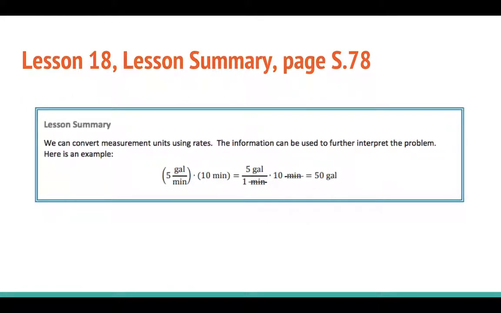So today's lesson basically shows us how we can convert measurement units using rates. So you're given a rate, and you're trying to find out how many of each unit you can solve for. The information can be used to further interpret the problem. Here's an example. So our example here is 5 gallons per minute. You want to know how many gallons in 10 minutes? So 5 gallons over 1 minute, times 10 minutes, and minutes get crossed off. So 5 times 10 is 50. You're left with 50 gallons.